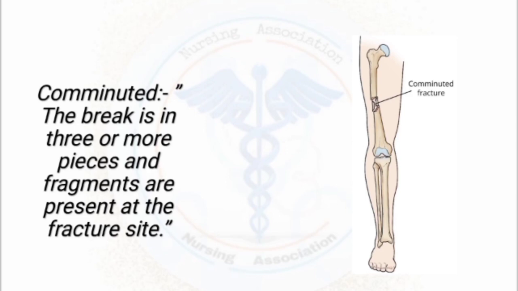Then further is comminuted fracture. In this, the break is in 3 or more pieces and fragments are present at the fracture site. So in this picture you can see comminuted fracture. It is a break or splinter of a bone into more than 2 fragments, and this fracture can occur in high impact trauma such as a vehicle accident.